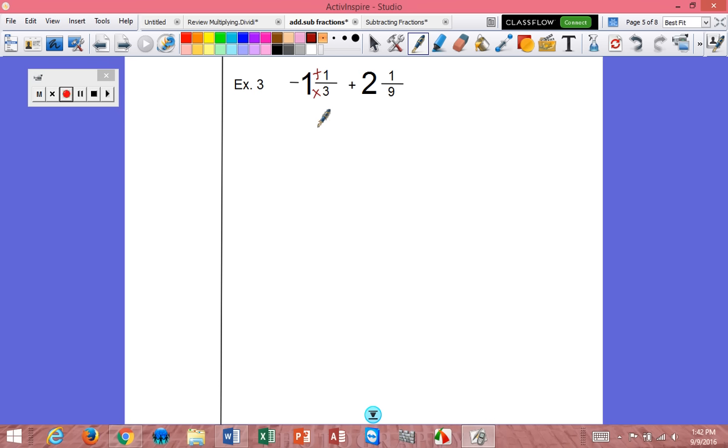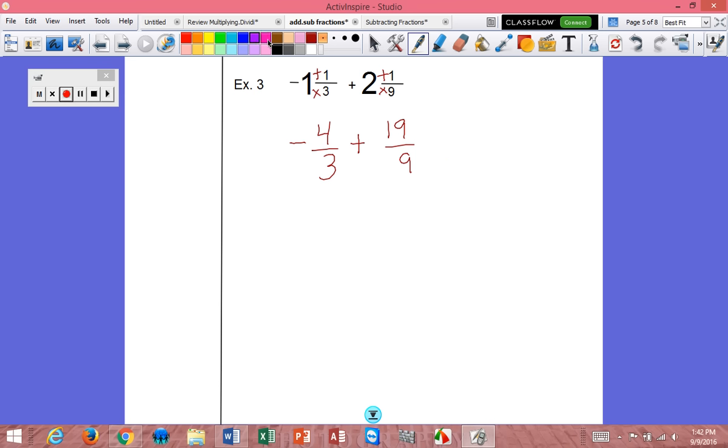Now this is a negative mixed number, so I want to make sure I have a negative improper fraction that I'm writing down. 2 and 1/9. 9 times 2 is 18, plus 1 is 19. And remember, when it's improper, you keep the same denominator that the mixed number had.